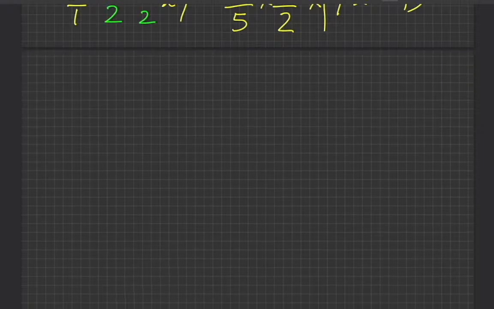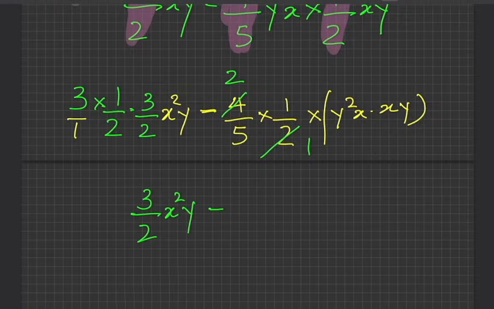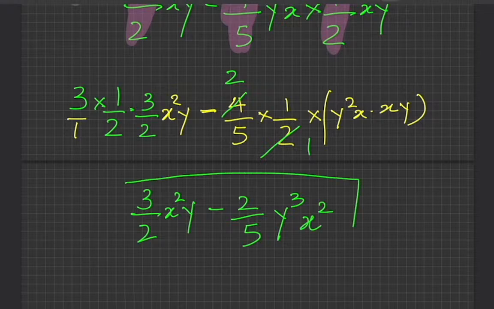Okay, let's do this. I can take out the common factor, that is 2 times 1, 2 times 2. So I have here 3 by 2 x squared y minus, so now this is 2 by 5. x squared times x is x cubed. This is the one I'm talking about, x squared times x. And then x times x will give me x squared. This is your product.